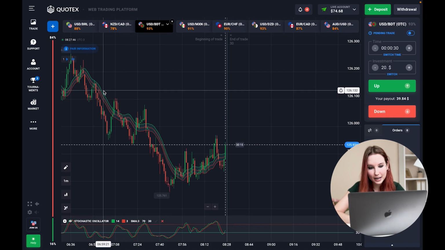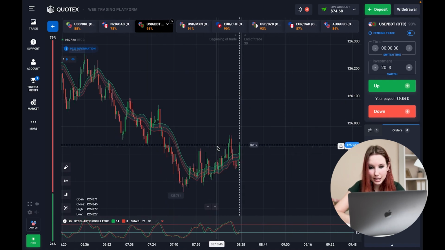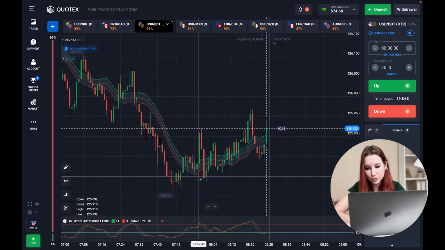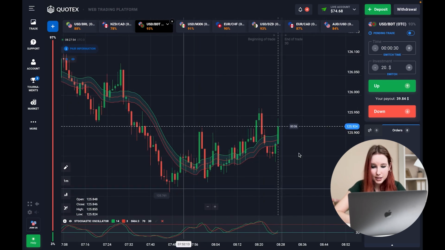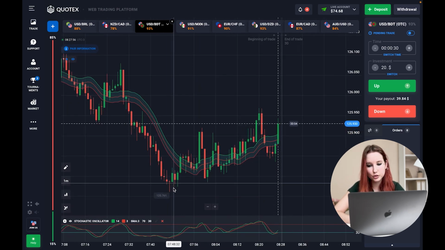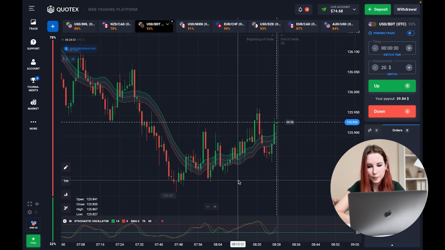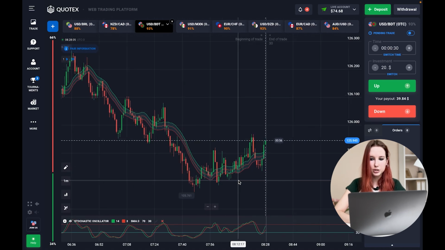Alright, another great entry point. You may notice that the settings on the envelopes indicator are not quite suitable for this currency pair, but still I managed to get my profit. So look, if we zoom in, we can see that the price is at a pretty strong support level. The price has already reached this level for the 3rd time, and look, the stochastics are starting to look up, and that's why my trade here was up.